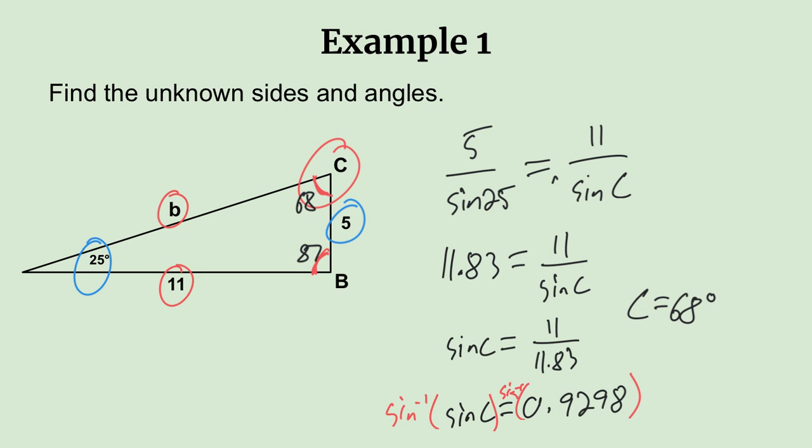So again, we're going to do 5 over sine 25, and now we can use our b. So that's going to be b over sine of 87. So 5 divided by sine of 25 is that same 11.83 times the sine of 87. So b equals 11.8.